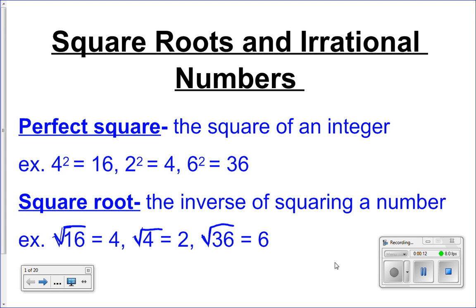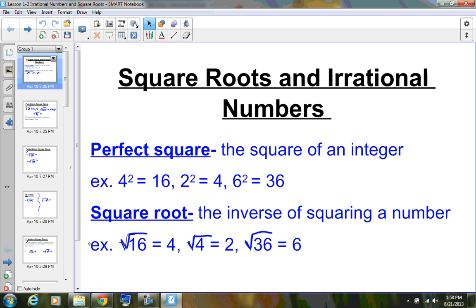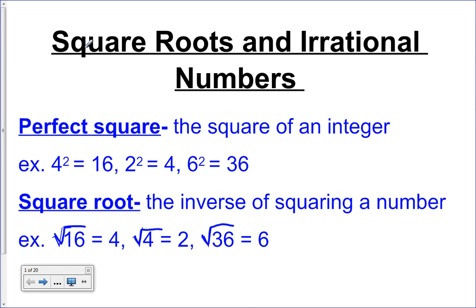So let's look at the first word, perfect square. The square of an integer. So what does this mean? That means like 4 squared is 16, 2 squared is 4, 6 squared is 36. This means that 4 times itself will give you 16, that 2 times itself will give you 4, and 6 times itself will give you 36. So 6 times 6. That's what a perfect square is.